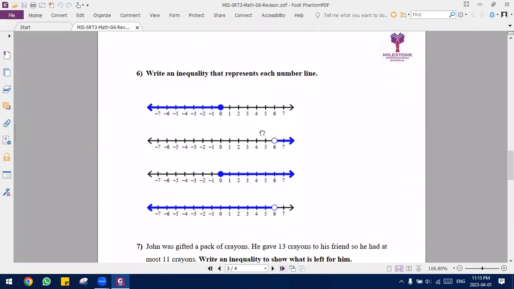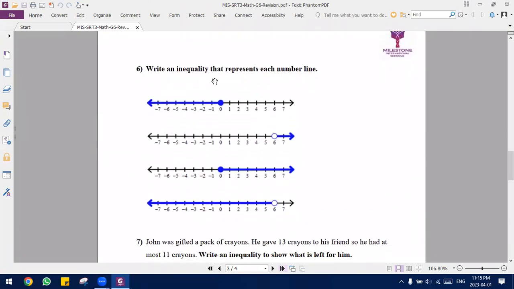Now, question 6. Write an inequality that represents each number line. So each number line here, we need to write an inequality for it. To write the inequality, first we check the circle. Here, the first circle is on 0. Let me place 0 here, and let me put here x. Some of you might ask, why x? You can use any variable. It doesn't have to be x.